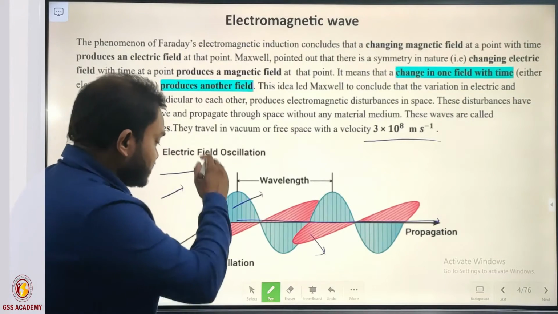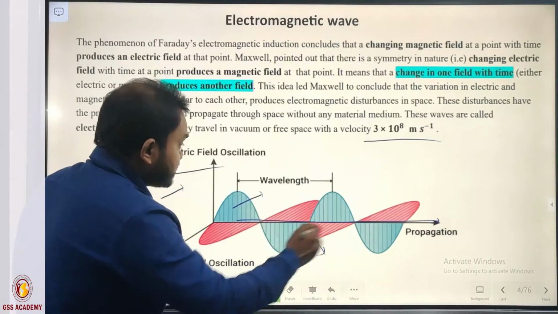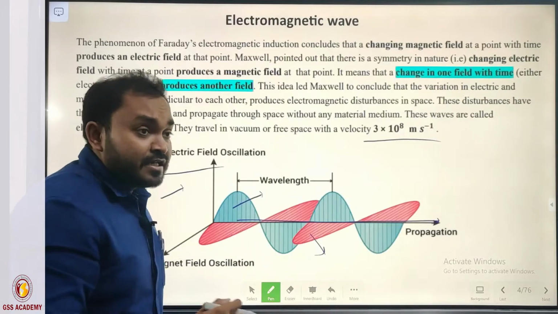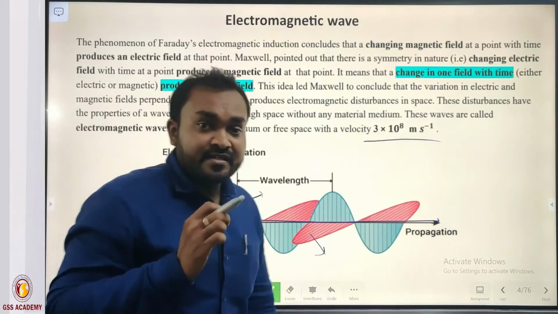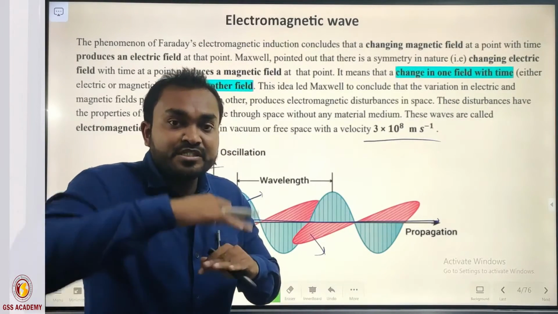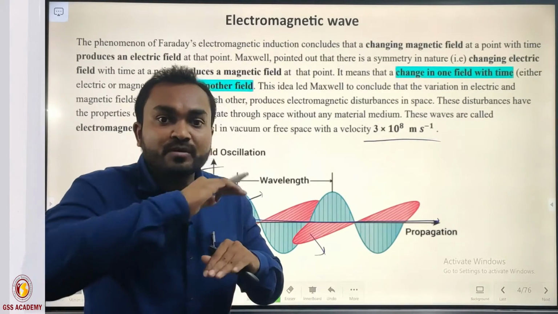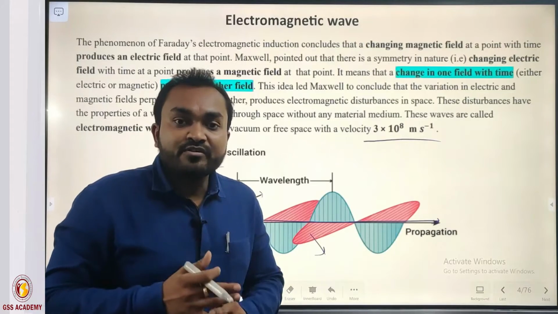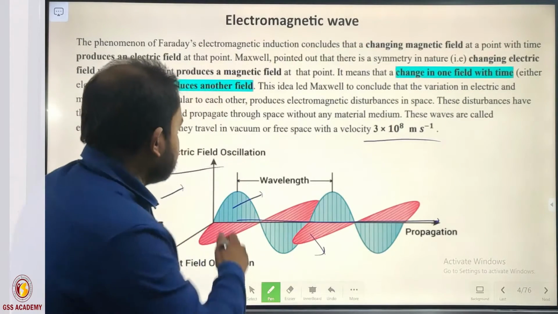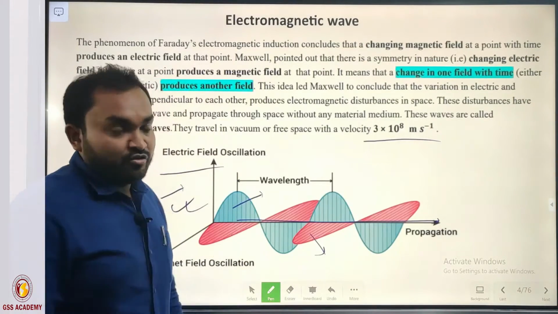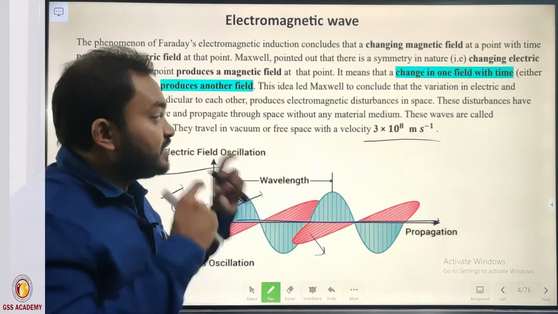So the electric field oscillation is like this. In our seismic class we have seen that if the particle motion or any motion is perpendicular to the propagation of the wave, it is called a transverse wave. So this electromagnetic wave is basically a transverse wave.